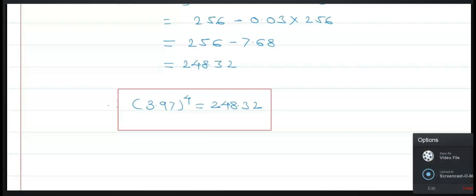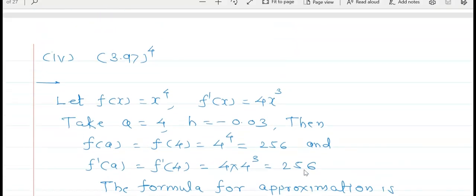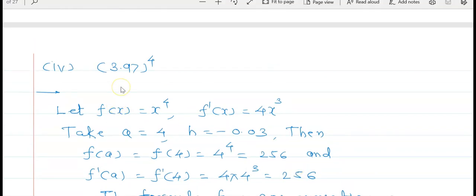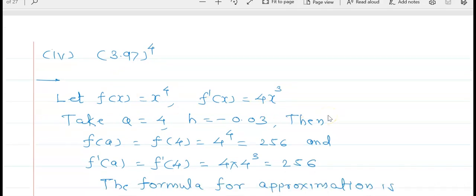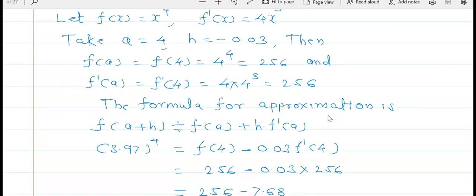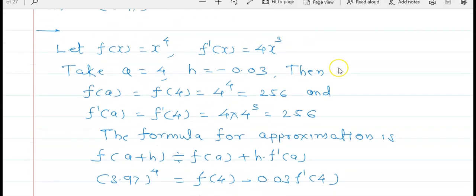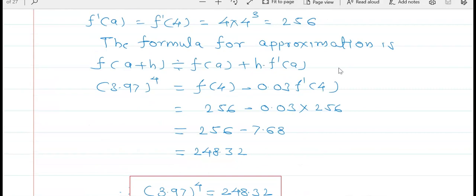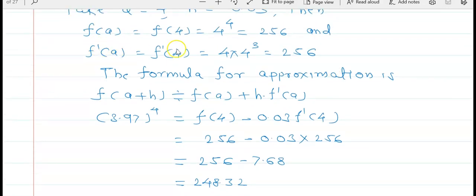See this again. This is the problem. That is 3.97 raised to 4. f of x is equal to x raised to 4. f dash of x is equal to 4x cube. a is equal to 4. h is equal to minus 0.03. Then f of a is 4 raised to 4. Function is x raised to 4. That is 256. f dash of 4 is 4 raised to 3.